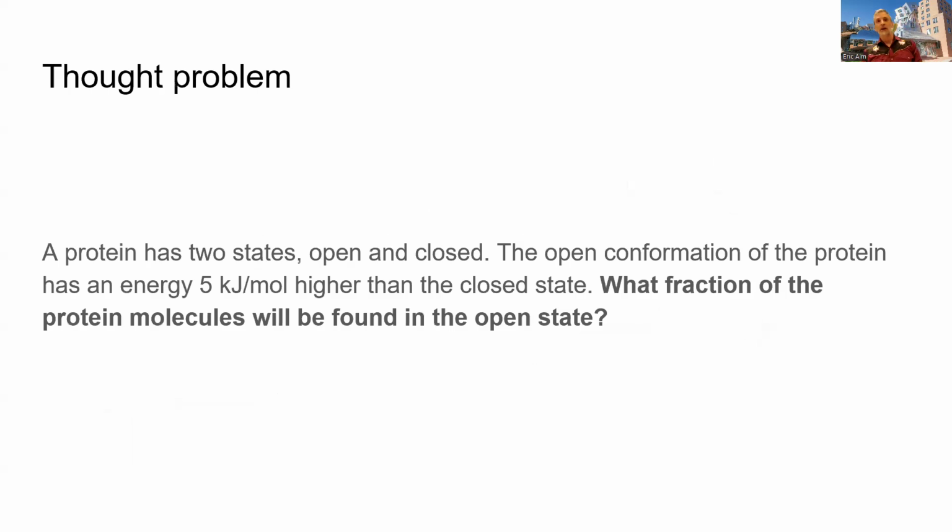I want you to think about this for just a minute. Let's say a protein now has two different states, and this might be related to its function. So the protein can be open or the protein can be closed. And let's say the protein generally prefers to be closed. So the open configuration is 5 kilojoules per mole higher than the closed configuration. What fraction of protein molecules are going to be found in the open state? I'll take a minute and do the calculation.